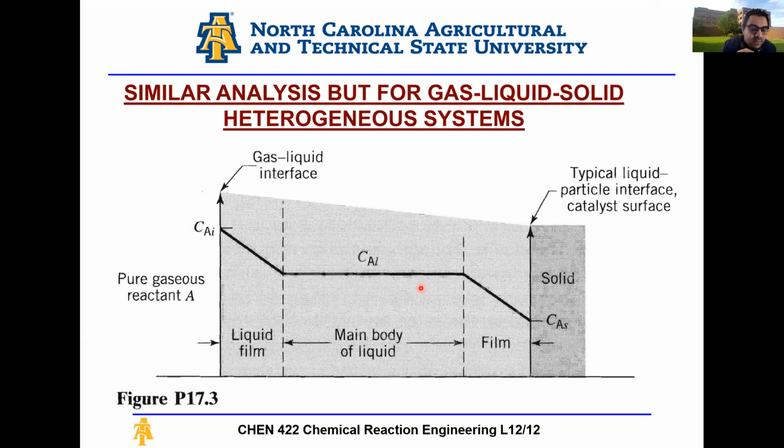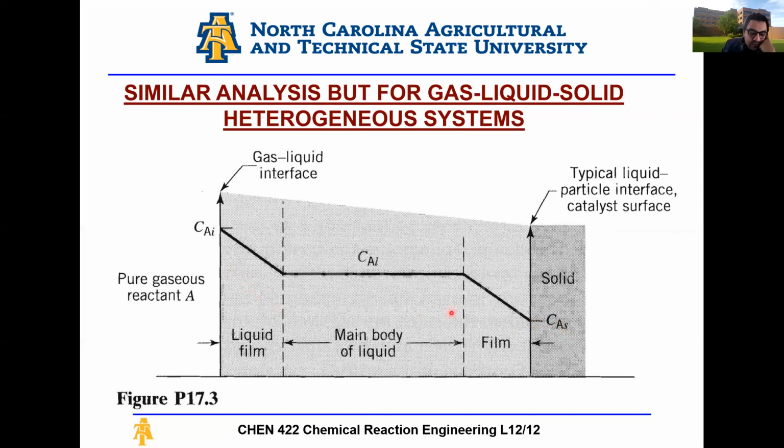And again, this is a similar analysis, and this is sort of a more complex analysis where I have a gas, liquid, solid system. So if I have a gas, liquid, solid system, and I'm reacting two gases on the surface of the solid, you think from the left-hand side here, this is my gaseous bulk, and the pure gaseous reactant A has to hit my gas-liquid interface, diffuse through the liquid film, then diffuse through the bulk liquid phase, and then diffuse through the solid film, basically. And then once it gets to the solid surface, it's gonna react, right?